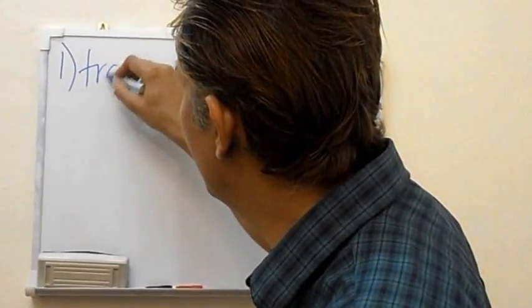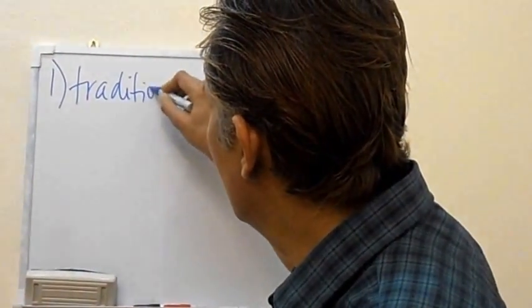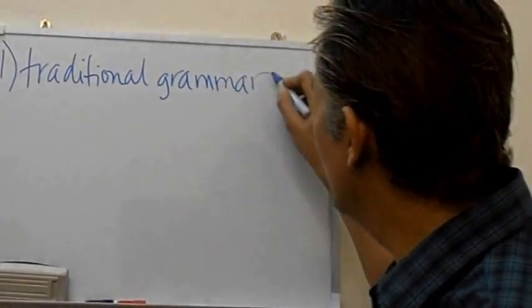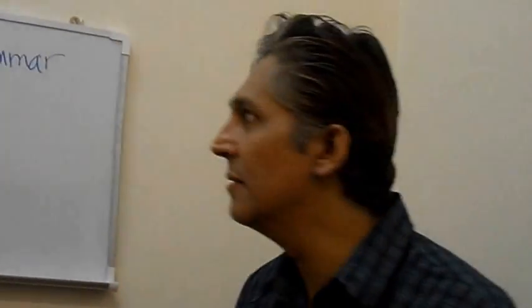Today I'll talk to you about the structural approach to learning English. Now, the structural approach to learning English consists of 4 ingredients. The first is traditional grammar learning. In order for one to be competent in the English language, a knowledge of English grammar is essential.